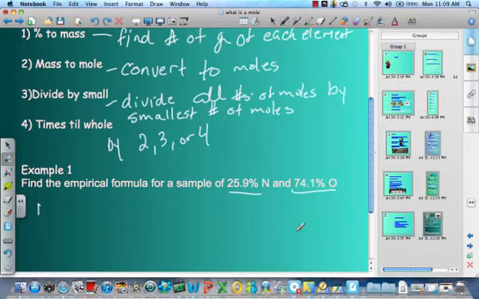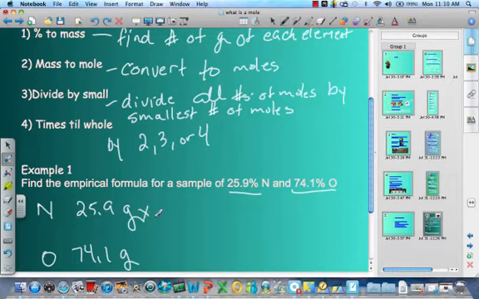This is the easiest step, basically. So nitrogen, I have 25.9 grams. Assume you have 100, so that's just the same thing as grams. Oxygen, I have 74.1 grams. Okay, so the next step, mass to mole. Now I'm going to calculate my number of moles.